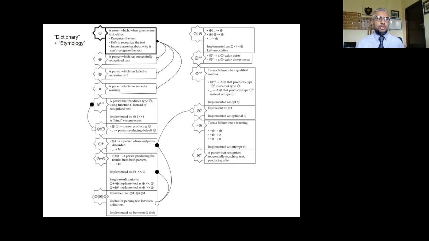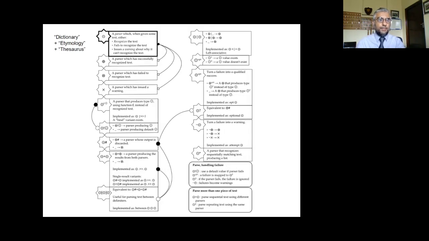These circles show extensions. What uses what other thing as foundational? The black circles show the foundation. The white shows the extension. Of course, some things can have more than one foundation, and that's fine. So for example, here we have between having a foundation of the parser whose output is discarded. It discards the first one and the third one, and a parser producing results from other parsers. So now we know where things come from.